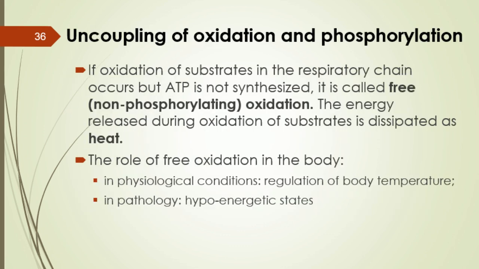Electron transfer in the respiratory chain does not always occur coupled with the phosphorylation of ATP. The state in which oxidation of substrates in the respiratory chain occurs without the formation of ATP is called free oxidation or non-phosphorylating oxidation. The energy released during oxidation is dissipated as heat. Free oxidation under physiological conditions can serve as a mechanism for maintaining body temperature. In pathological conditions, it leads to the development of hypoenergetic states.